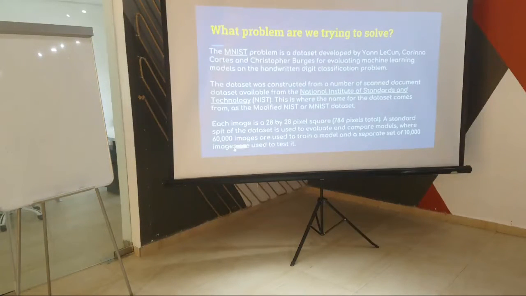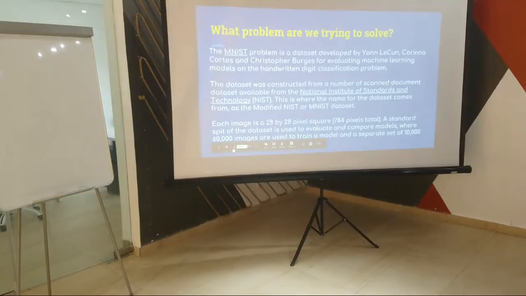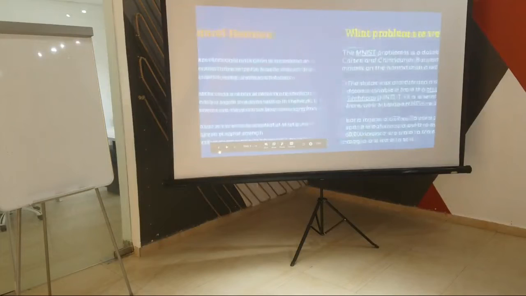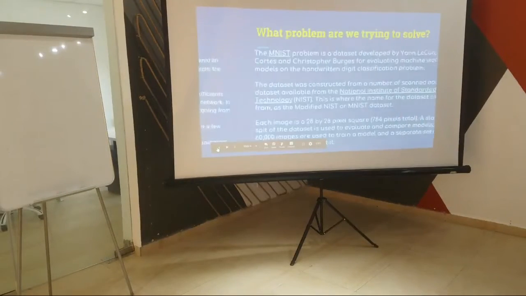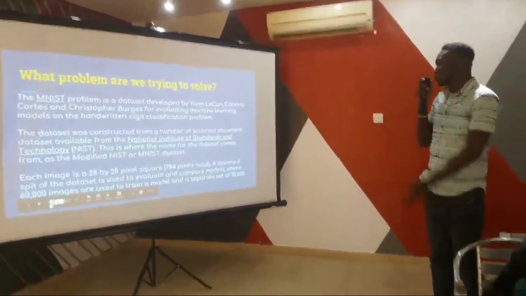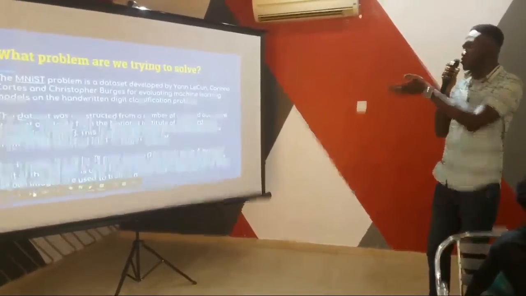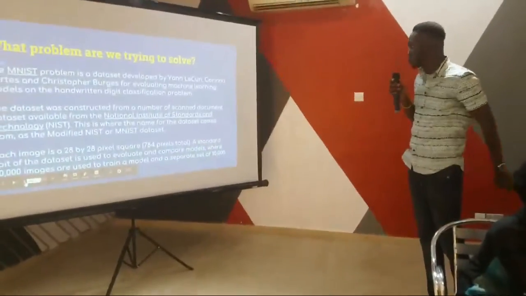So it was constructed by the National Institute of Technology. The name of the dataset comes from modified MNIST, or the MNIST dataset. Each image is 28 by 28, that's 784 pixels. There's a standard split of the dataset where we use 60,000 images to train the model and 10,000 images to test the model.